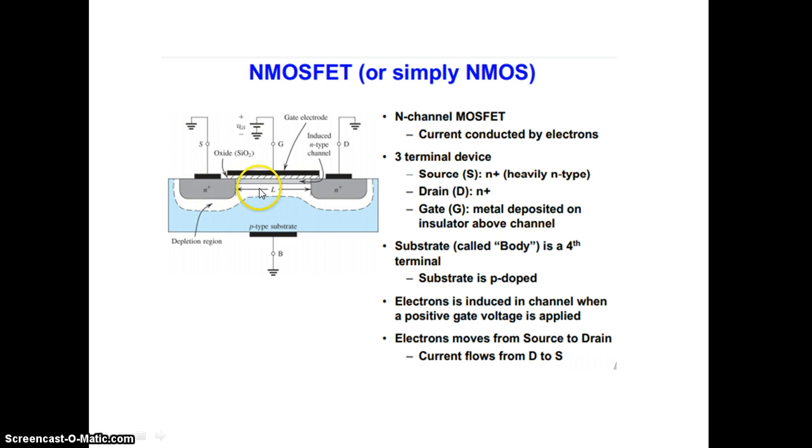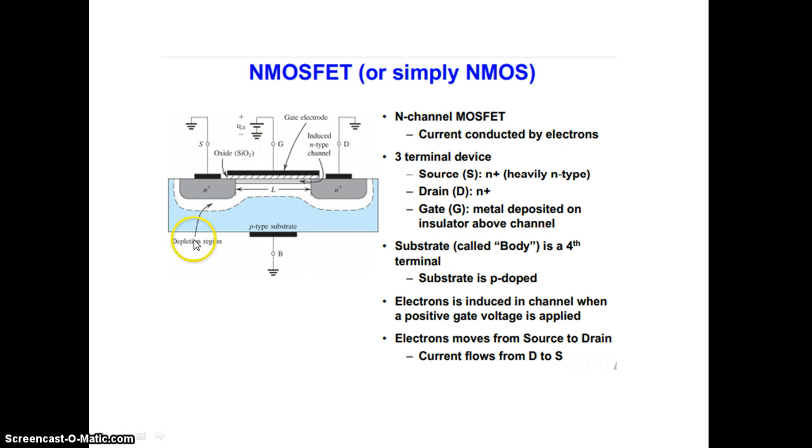In this diagram, L is the channel. The distance between the two N plus regions is called the channel. L is the length of the channel, and W is the width of the channel. Here W is not marked. This is the depletion region where there are no charge carriers. So three terminals are there: source, drain, and gate. The substrate, which is the body, is the fourth terminal. The substrate is P-type doped.